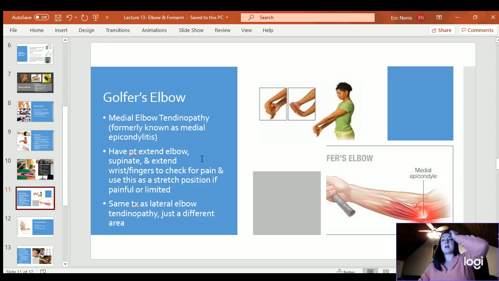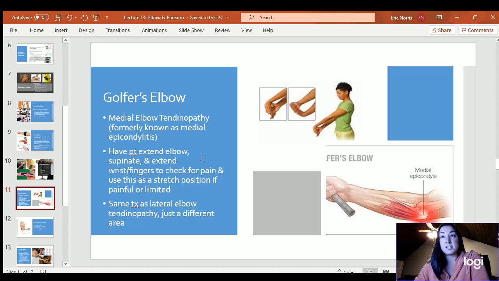So in order to stretch this, the patient would do the same with elbow extension, but then they would supinate the arm and extend the wrist. So kind of the opposite: for lateral elbow tendinopathy, you're down. For medial, then you turn it the opposite way. So you supinate and extend the wrist. You can also do it just in more of a neutral position without the supination, if that's more comfortable for the patient. And then you do the same types of treatments as with tennis elbow.